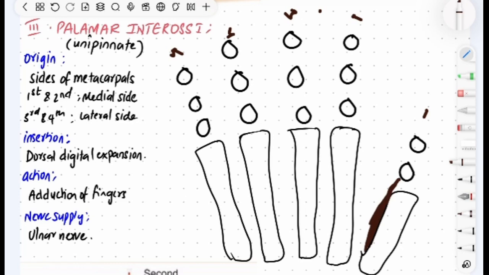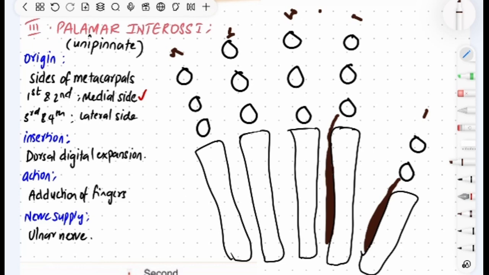So this is the first interossei muscle which originates from the medial side. The second one is also from the medial side, right? It gets originated like this, and insertion is the same, dorsal digital expansion. It goes and inserts like this.